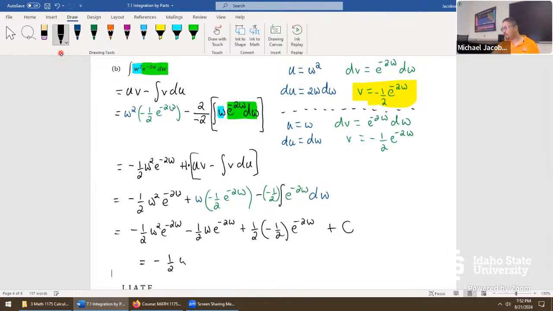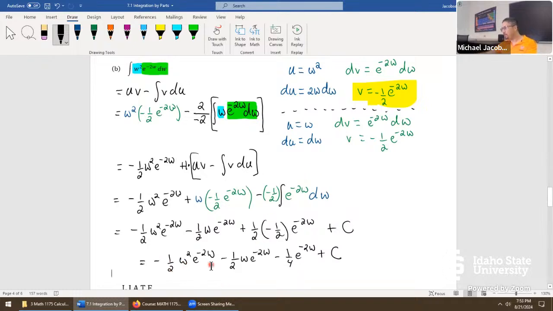The answer is -1/2 w squared e^(-2w) minus 1/2 w^1 e^(-2w) minus 1/4 e^(-2w) plus a constant c. That's a lot of writing, but that's integration by parts in a nutshell.